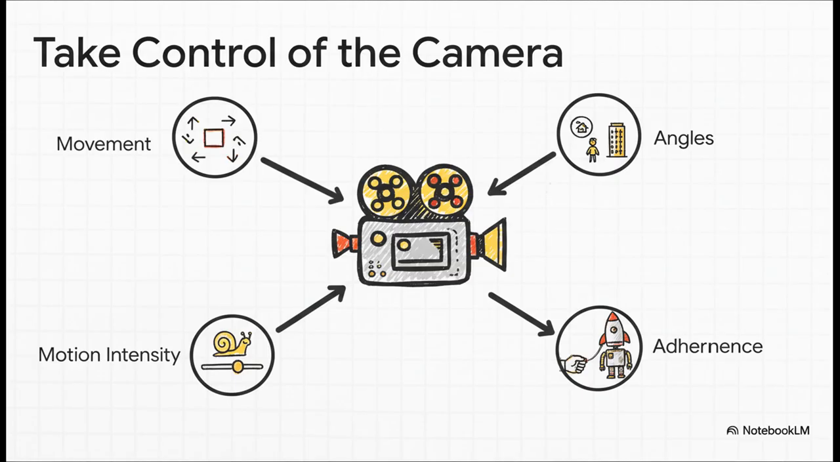You can even tell it how much motion you want in the scene and, this is a cool one, how strictly you want the AI to follow your instructions. That's called the guidance scale, and a higher number means it listens more closely.